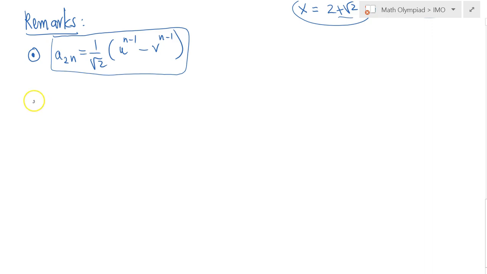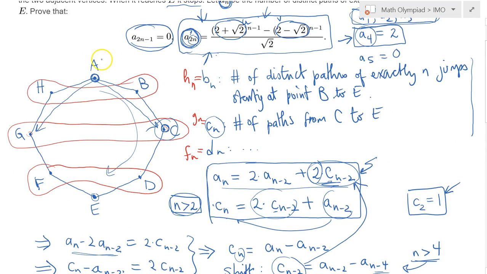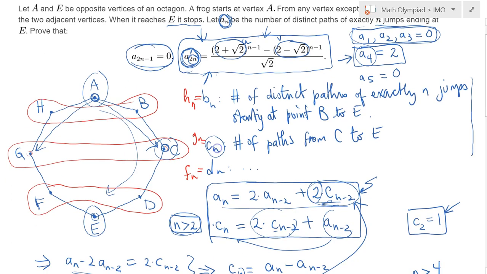But secondly, I have two open challenge questions for you. Well, it's really not open questions, it's just nice questions. So the first question is this. Obviously, the question was asking how many paths from A to E in a certain number of jumps. Well, one question would be this: what is the expected number of jumps this frog has to make starting from point A to reach point E?